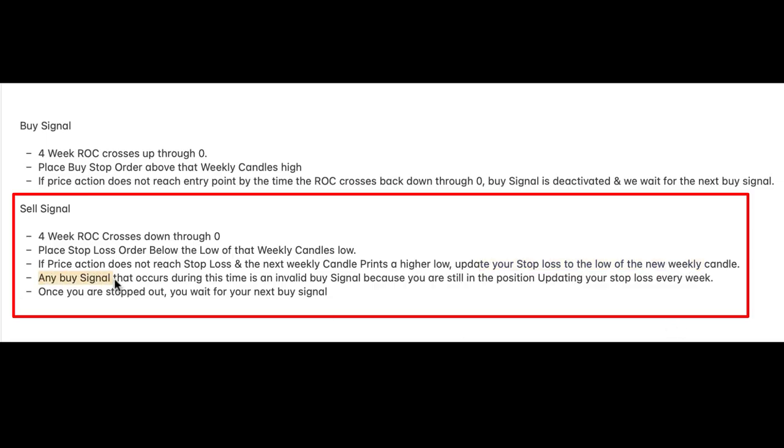Now, any buy signal, which we'll talk about later, that occurs while you're currently on a sell signal is an invalid buy signal, because you're still in that position. Then once you are stopped out, you wait for your next buy signal.